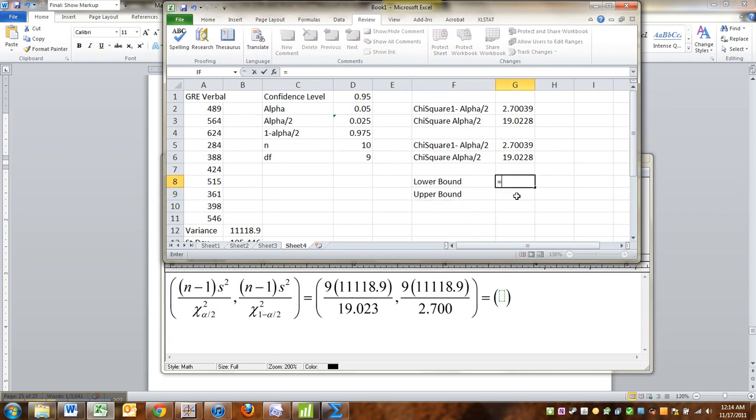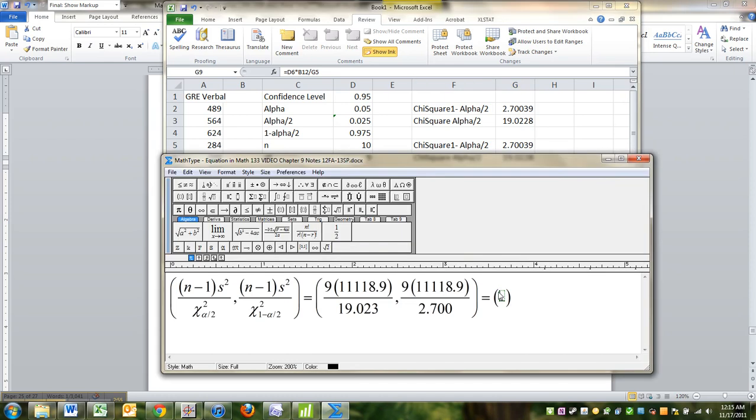Anyway, not that you care, but n minus 1, which is degrees of freedom, times the variance, which we already found, it's over here in this cell, and we want to divide it by that 19.023. And then I'm going to do it again. N minus 1 times 11118 or whatever divided by, now I'm going to divide it by the 2.7. There we go.